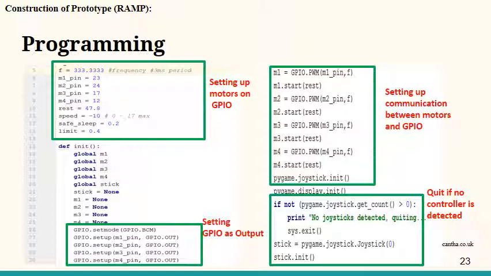Here's the programming part. First, we set up our motors on individual ports on the GPIO. GPIO is a pin number on the Raspberry Pi. And we set up our GPIO as an output, and afterward we set up communication between the GPIO and the motor so that we can control the direction and speed of the wheel.